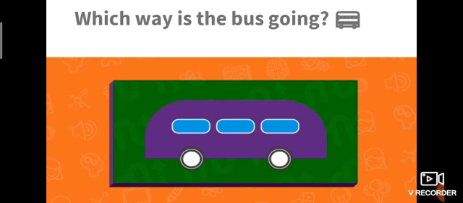Then this is your brain teaser. Let's play. Which way is the bus going? You want to find out the answer and send it to the WhatsApp group. Who will send first? I will give a gift for you. Once again, I say this: which way is the bus going? You want to find the answer.